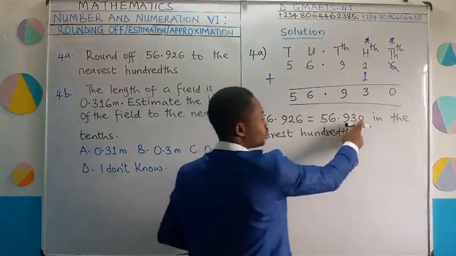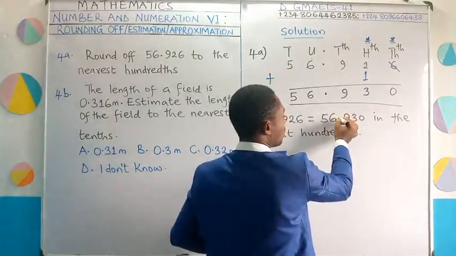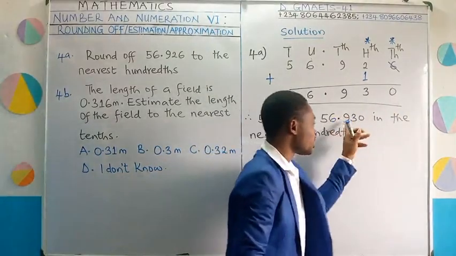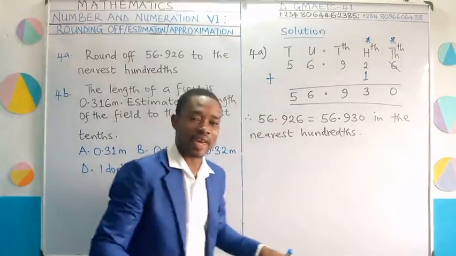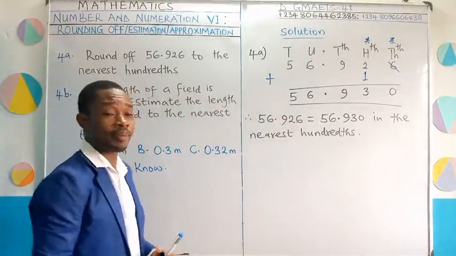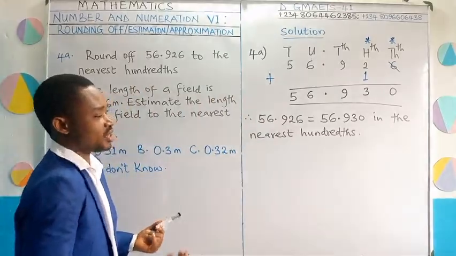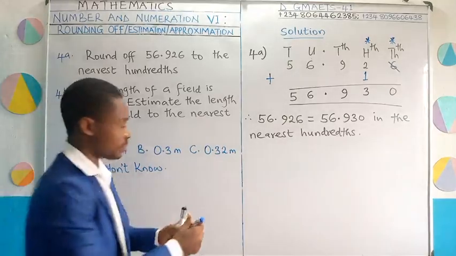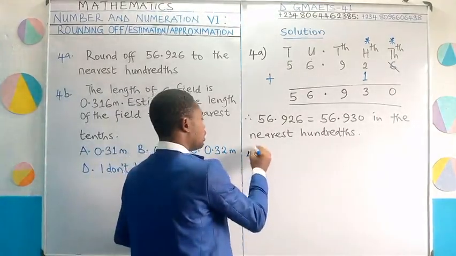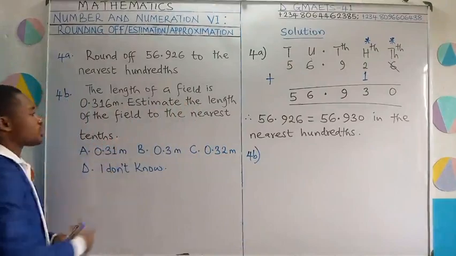Take note, if I don't want to show this 0, I can just forget about it, because you have a decimal point before this. These are decimal digits. The last 0 there is insignificant. It does not make any meaning. You can just forget about it and decide to leave our answer as 56.93. It's still okay. It's still correct. Alright, moving on to 4b. In 4b, we have this question.